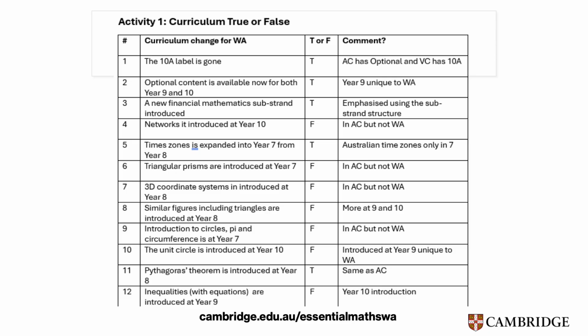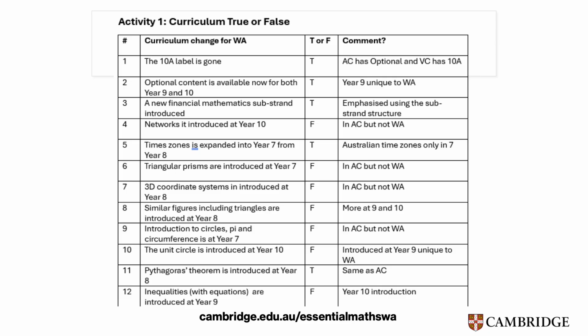Similar figures, false, that's introduced more at years 9 and 10 in Western Australia, whereas some of you might be used to teaching a bit of that at year 8. Cambridge have retained some of these things as extending sections in year 8, but in terms of the core curriculum, that's false. It's in 9 and 10. Same with introduction to circles, pi and circumference. This is an Australian curriculum idea in version 9, but not picked up in WA. That's left as it was, with most of that work being introduced in year 8. Oops, sorry. Okay, number 10, unit circle is introduced at year 10. What do you think?